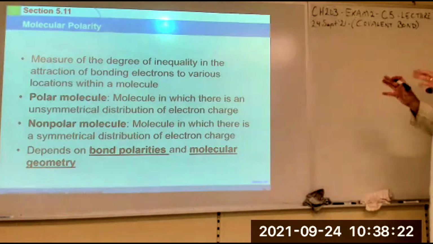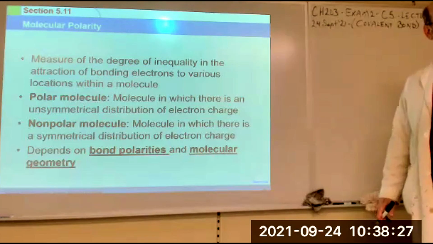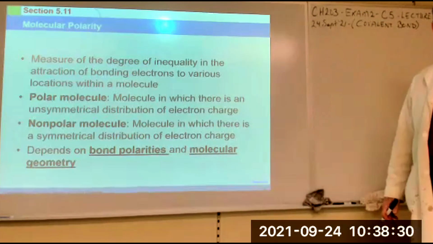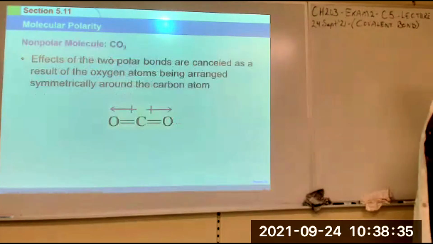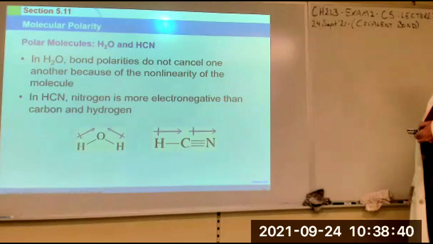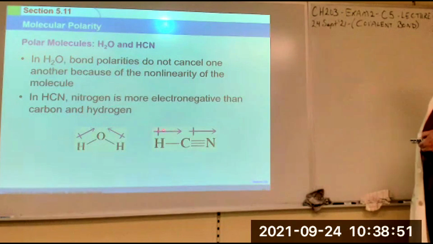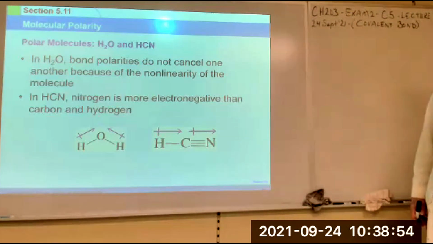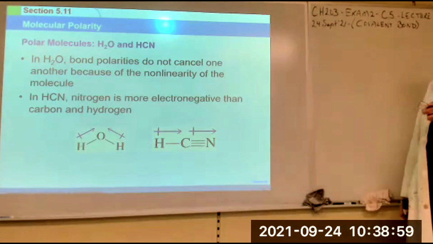This talks about what I just mentioned. You look at the individual bond polarities and then the molecular geometry, and that defines the overall polarity of the molecule. There's the carbon dioxide example. I used that one earlier. Here's water. And here's hydrogen cyanide. Notice that both of these arrows are pointing in the same direction. So even though it's linear, they add up. So these are both polar molecules.